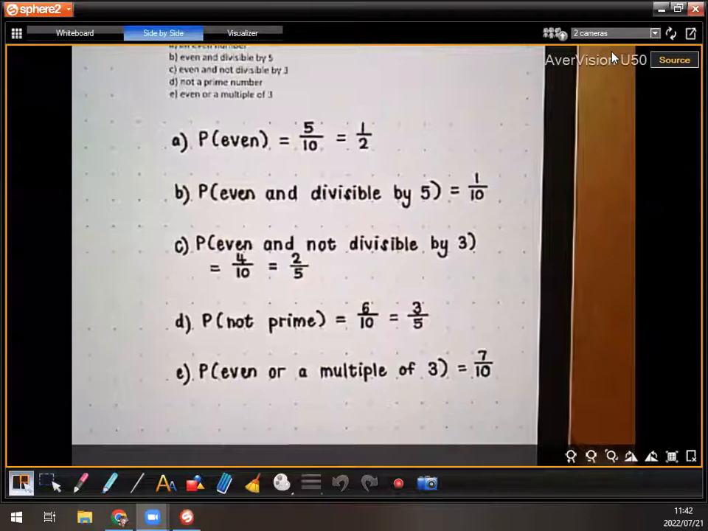Even and not divisible by 3. Okay, so there are 5 even numbers, and then 4 of them are not divisible by 3. 6 is the only one that is. So 2, 4, 8, and 10. Again, you would do that if it was 2 being drawn.